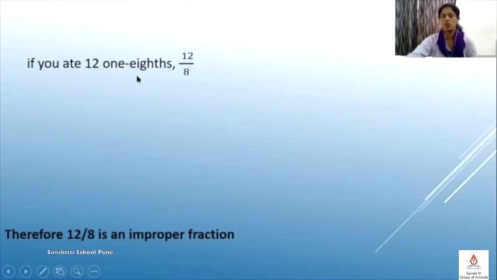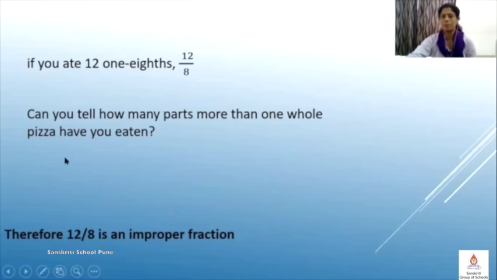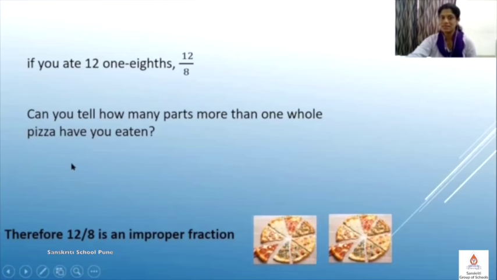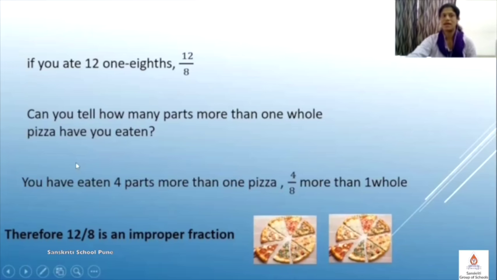If you ate 12 upon 8, can you tell me how many parts more than one whole pizza you have eaten? That's right, you have eaten 4 parts more than one pizza. So 4 upon 8 more than one whole. 12 upon 8 therefore is an improper fraction.